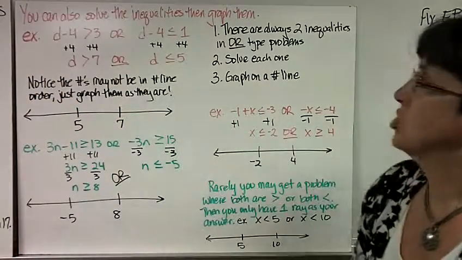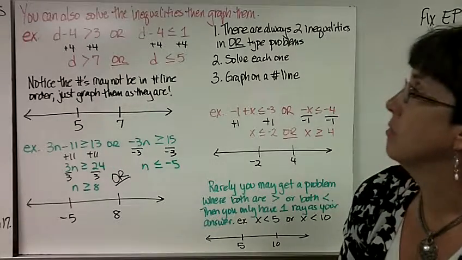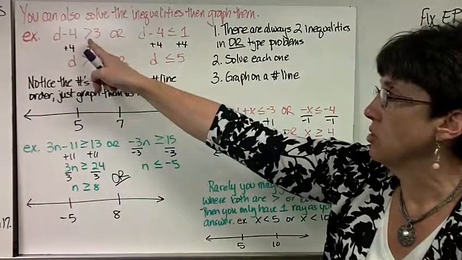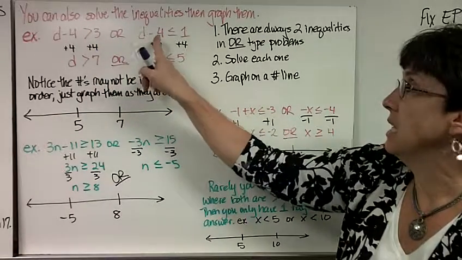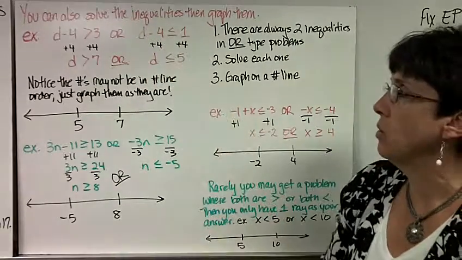So you can also solve the inequalities, then graph them. We don't always just give them to you ready to go. So here's an example. D minus 4 is greater than 3, or, here's your big clue that it's an or, D minus 4 is less than or equal to 1.